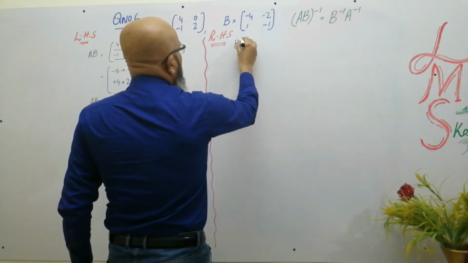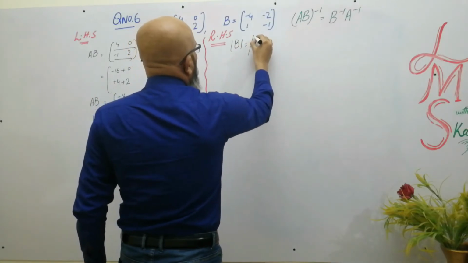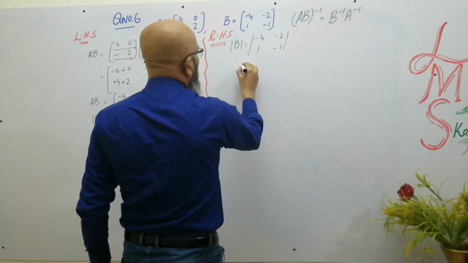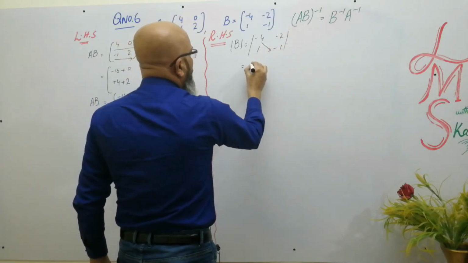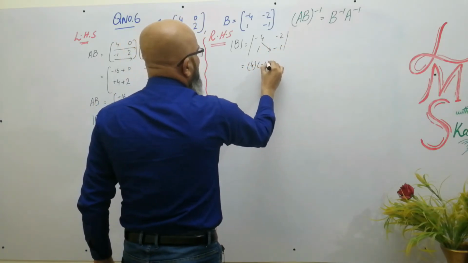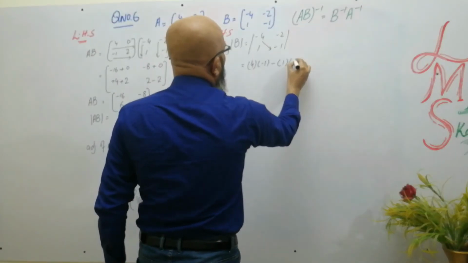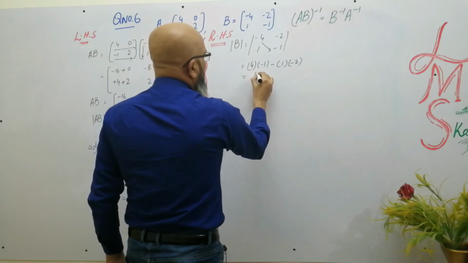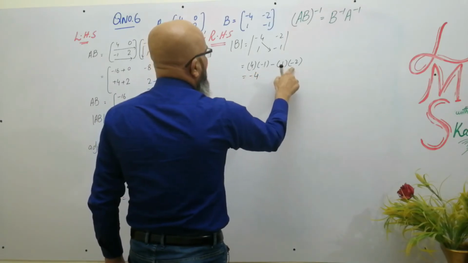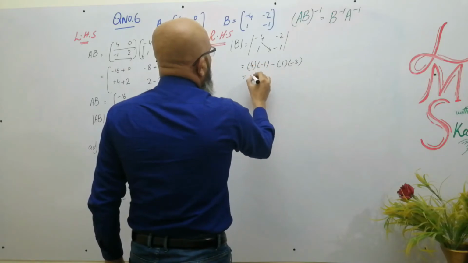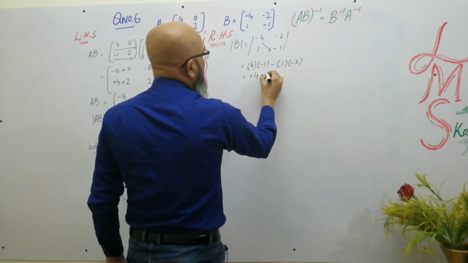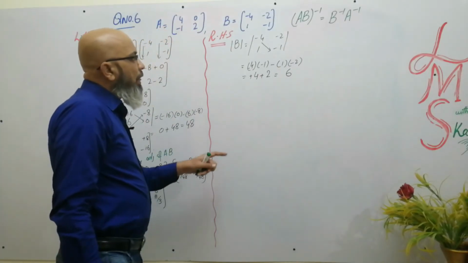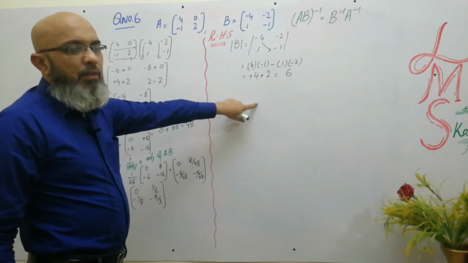So we need B determinant. Minus 4, minus 2, 1 and minus 1. 4 into minus 1 minus 1 into minus 2. 4 ones are minus 4 and plus 4. Minus minus plus 2. 4 twos are 6. It means we can find its inverse.